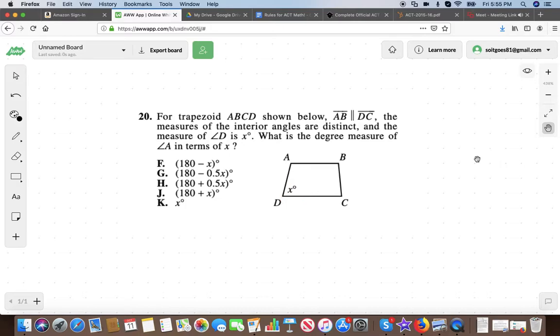What does x equal? X degrees is what? Angle D? Well, no, I want a number. What does x degrees look like it is? If you were going to guess. Less than 90. Maybe like 48. That looks like 48 degrees?